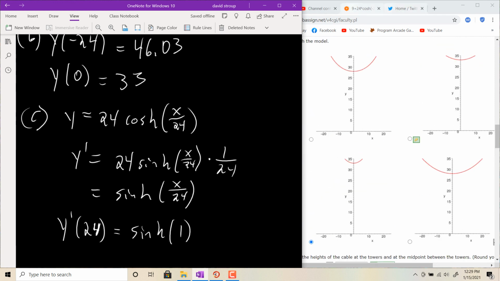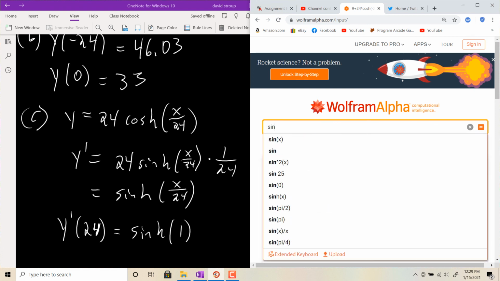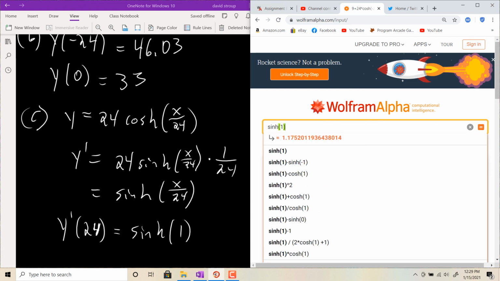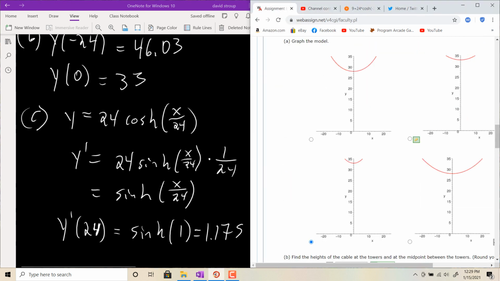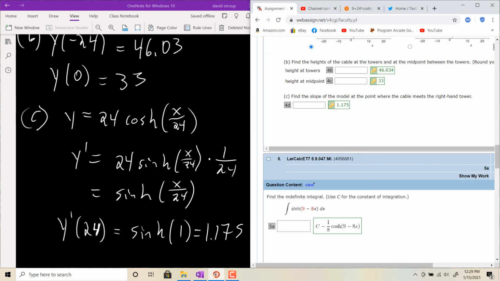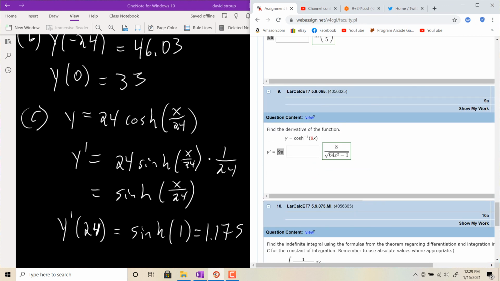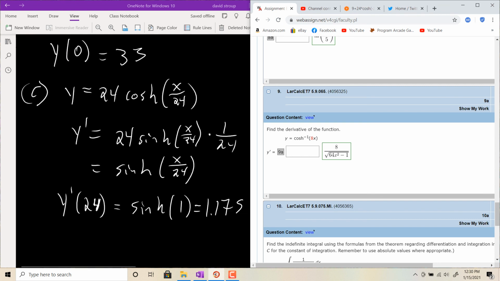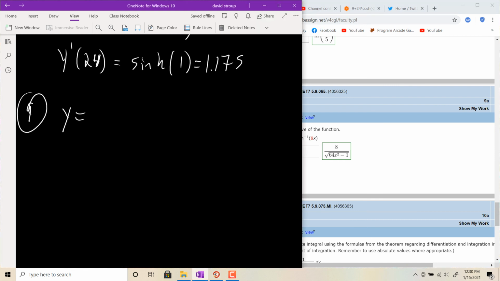And then we could use Wolfram Alpha to figure that out. 1.175. Let's make sure that's right. 1.175, yeah. Okay, great. Anything else? You're going to need the formulas for derivatives. Maybe look at number 9. y equals cosh inverse of 8x.